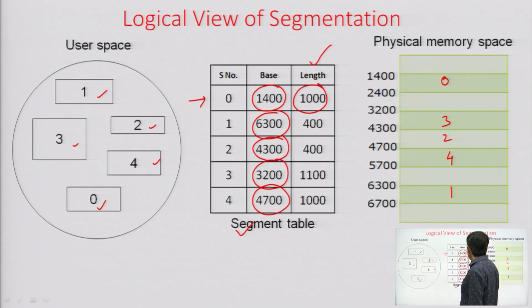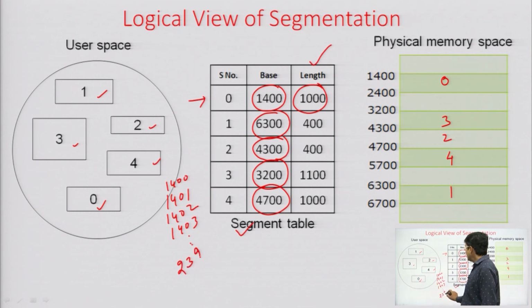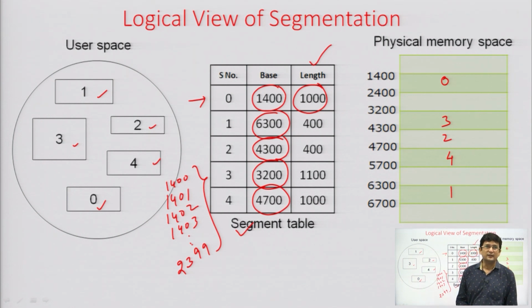So, for this segment the first instruction is stored at address 1400, the next instruction will be at 1401, the next address will be 1402, the next 1403, and so on. Since its length is 1000, the last address will be 2399. Every address should lie in between this.